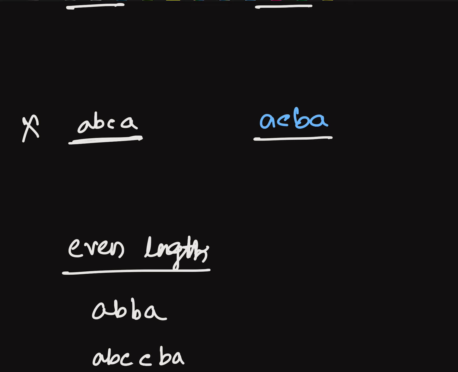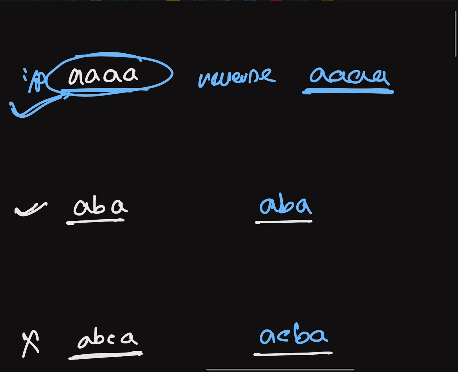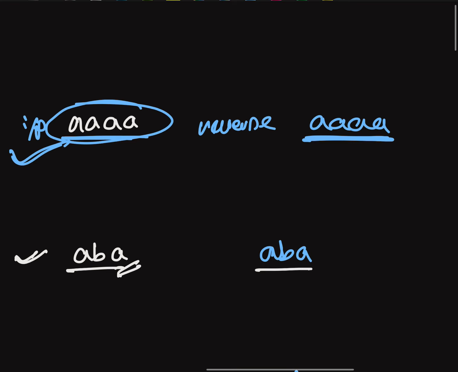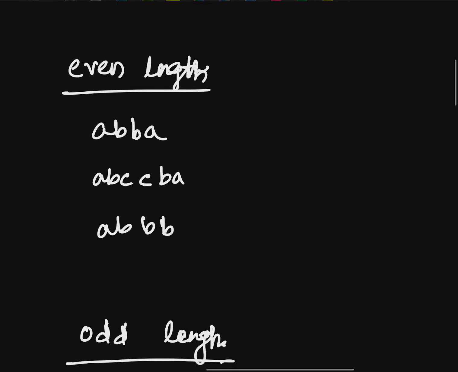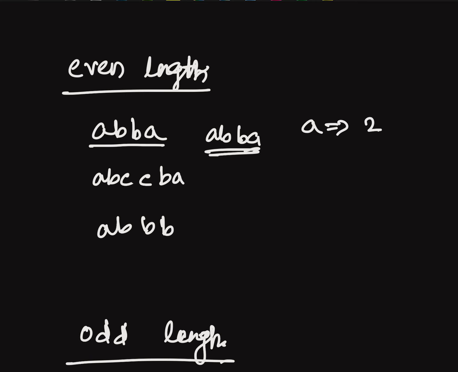Got it? A palindrome's length can be odd or even. Here this one is odd, this one is even. Both are possible. Now what is the condition when it is even length? Even length means, for example, ABBA. If we reverse this it will be ABBA. Both are equal, so this is a palindrome. The frequency of A here is 2 and B is 2.